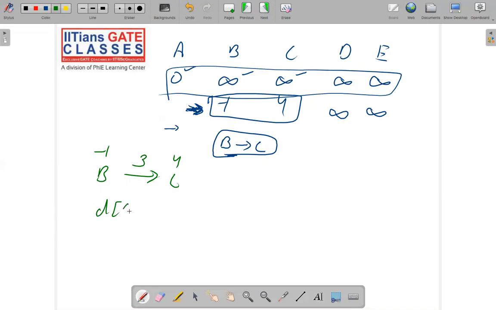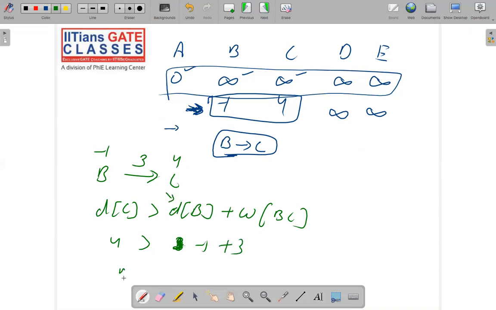So if distance of C is greater than distance of B plus BC, the distance of C is 4, which is greater than 3. Sorry, not 3. Distance of B is -1. Distance means distance from source. This distance indicates distance from source. It's -1 plus 3. So 4 is greater than 2. So this will be replaced with the 2 here in the next iteration.